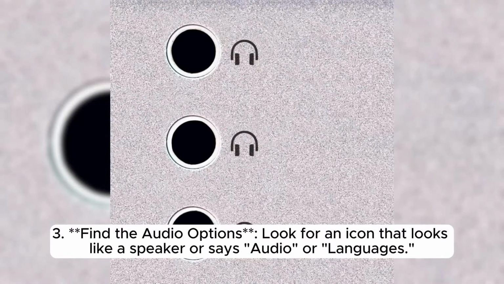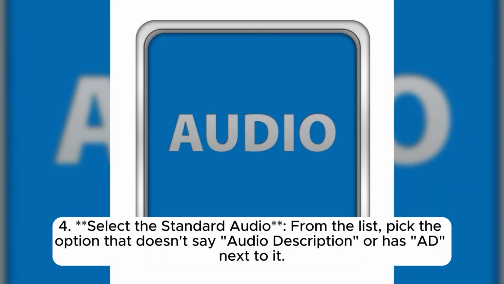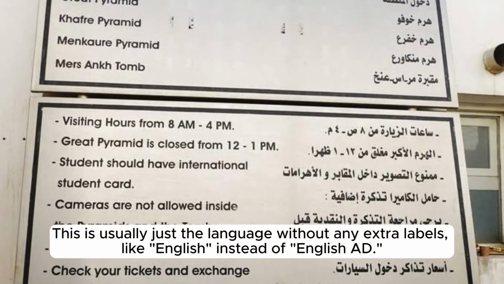3. Find the audio options. Look for an icon that looks like a speaker or says Audio or Languages. Tap on it. 4. Select the standard audio. From the list, pick the option that doesn't say audio description or has AD next to it. This is usually just the language without any extra labels, like English instead of English AD.